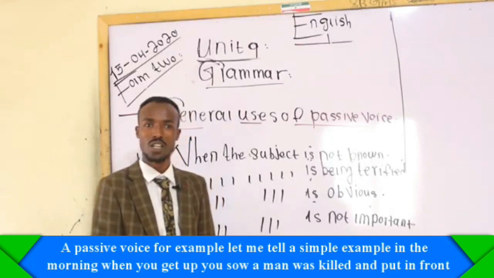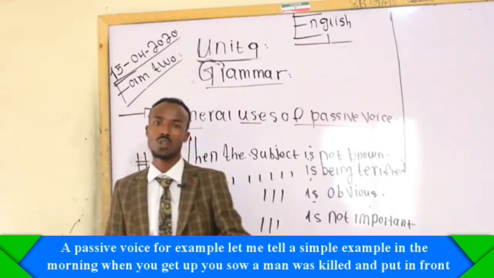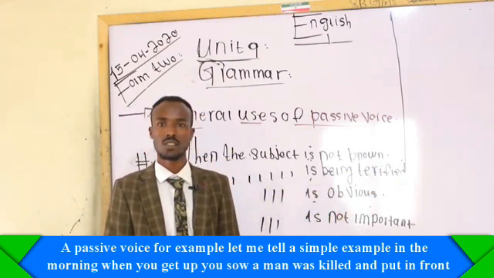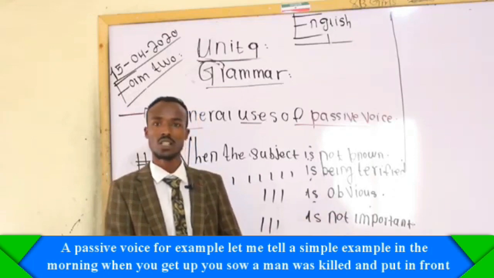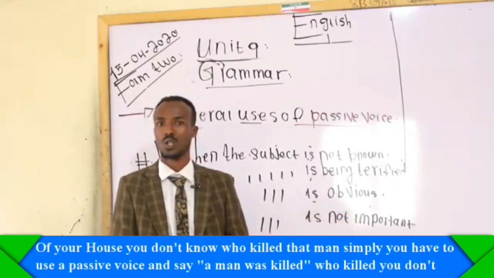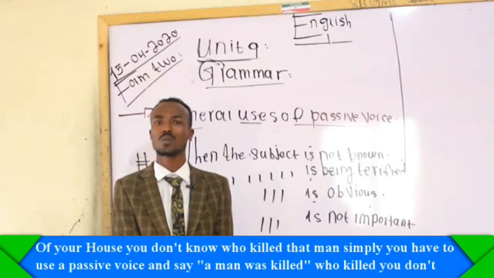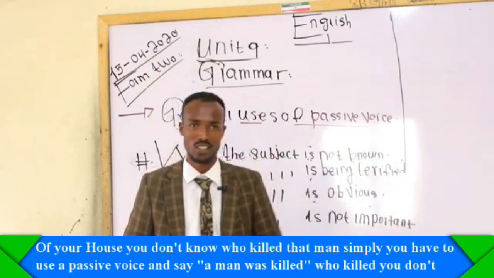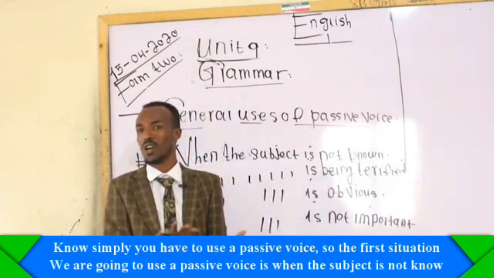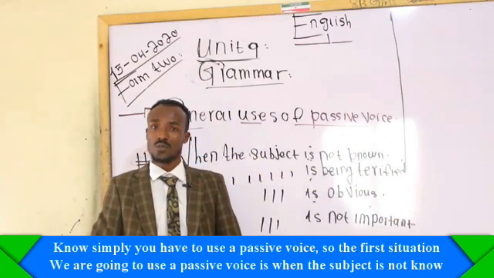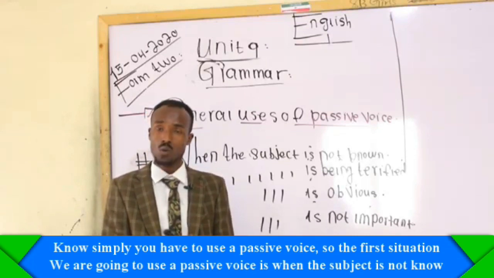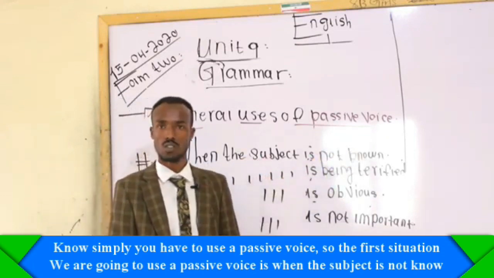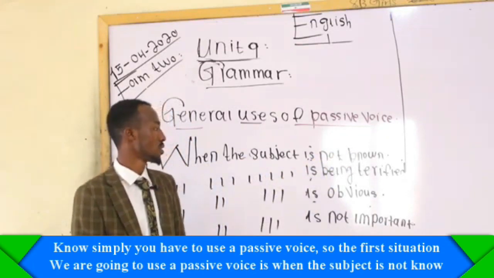For example, let me tell you a simple example. In the morning, when you get up, you see a man was killed and put in front of your house, and you don't know who killed that man. Simply, you have to use passive voice and say, a man was killed. Who killed him? You don't know. So the first situation we use passive voice is when the subject is not known.